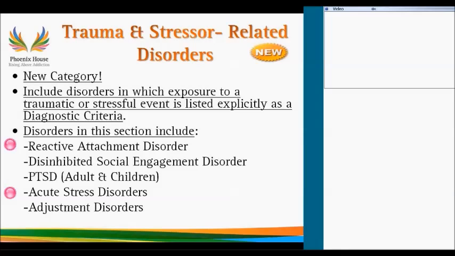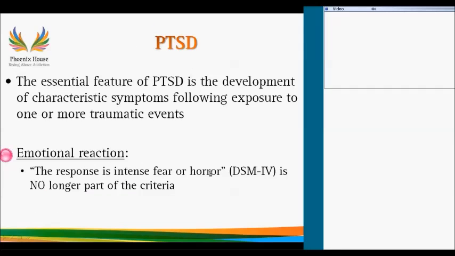Acute stress disorders, and then the big change is that we no longer have a separate chapter for adjustment. Adjustment is considered to be a stress-related disorder. The essential feature of PTSD, just to go over this briefly, there's some sort of emotional reaction. The response does not have to be intense fear or horror. The idea is that the person has to experience a tragic event, but it is not necessarily required that the person would describe it as horror in general. So that's a big textual change.